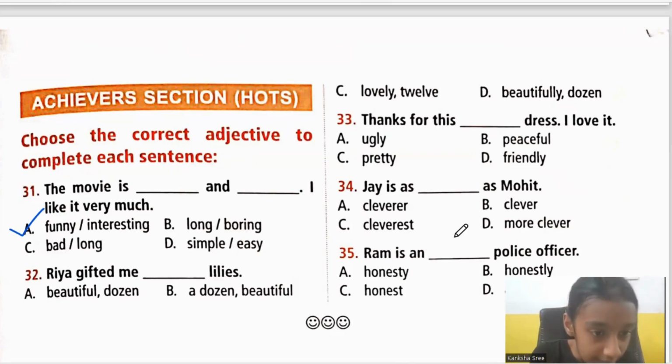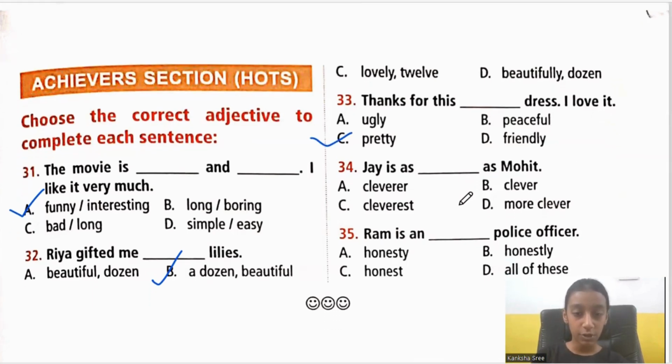Next. 32nd one. Ria gifted me dash lilies. Ria gifted me beautiful dozen lilies, a dozen beautiful lilies, lovely 12 lilies, beautifully dozen. It is Ria gifted me a dozen beautiful lilies. So it's option B. Next. 33rd one. Thank you for this dash dress. I love it. Ugly dress, peaceful dress, pretty dress, or friendly dress? It is option C, that is pretty.